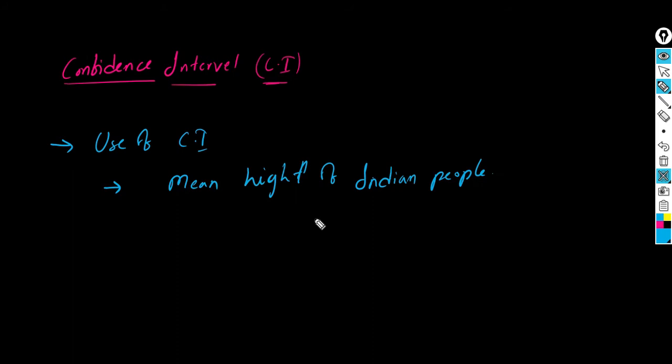to find the mean height of Indian people, we are using the central limit theorem. By the central limit theorem, we will get some mean value x bar. This is an approximate value. Suppose we got 165 from the central limit theorem. This is an approximate value, because of that, to avoid some problems, we will give a confidence interval.